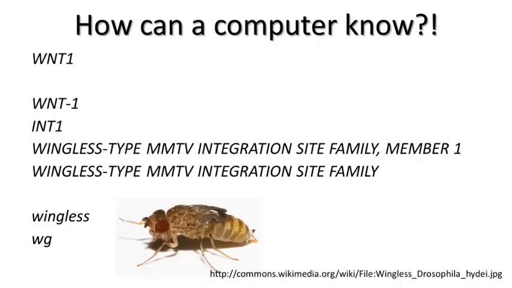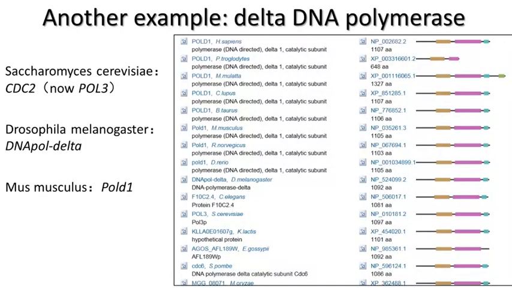Another example is the highly conserved delta DNA polymerase. It used to be called CDC2 in yeast and now renamed to POL3. It is called DNA pol-delta in Drosophila and POLD1 in mouse and human. How can a computer know that all these different names are referring to the same gene?